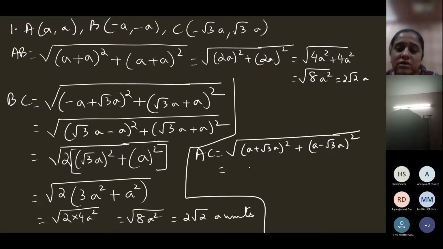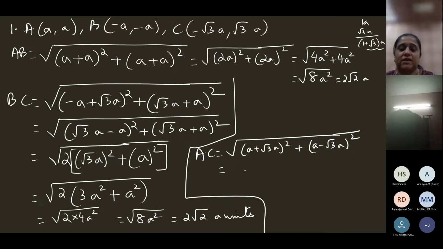Again, this is of the form x plus y. You cannot add a and root 3a as like terms, but when you add them, meaning 1a and root 3a, you will get 1 plus root 3 of a. So though they are not like terms, when you add, you will get something like this, 1 plus root 3 of a.